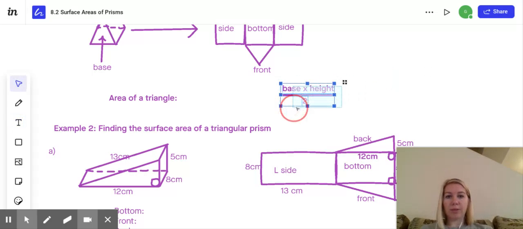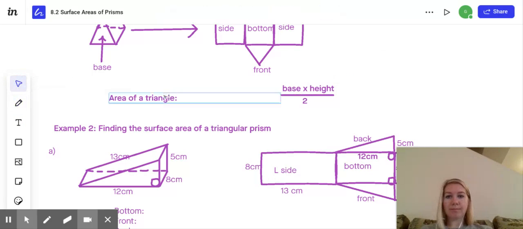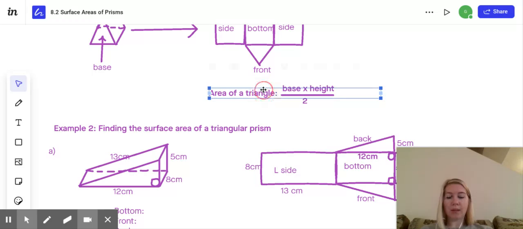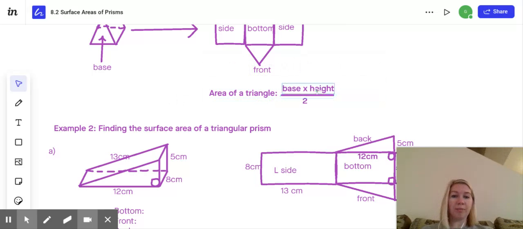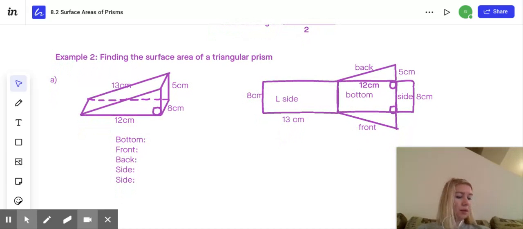So let's move all this over. So again, to find the area of a triangle is base times height divided by 2. Okay, so let's go ahead and find these things. So here's problem A. Here's our triangular prism. And then here it is flattened over here on the right.